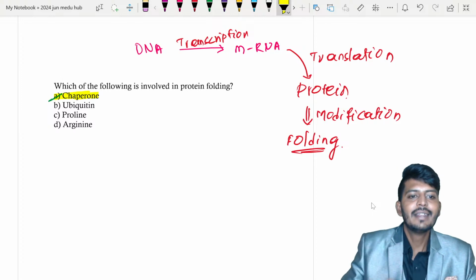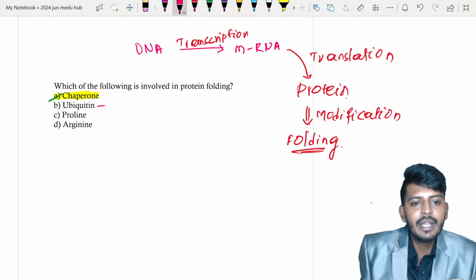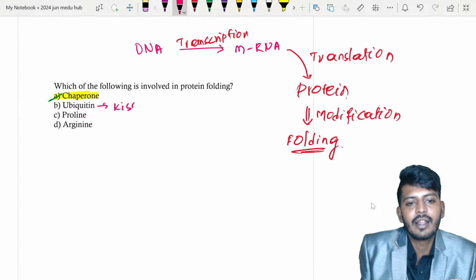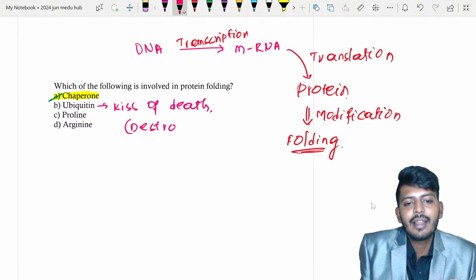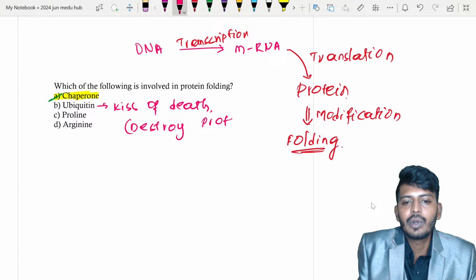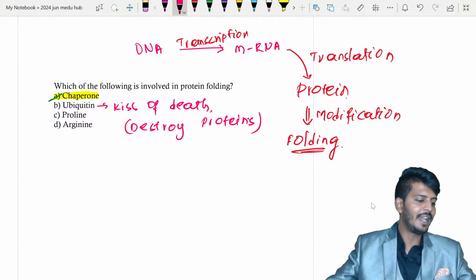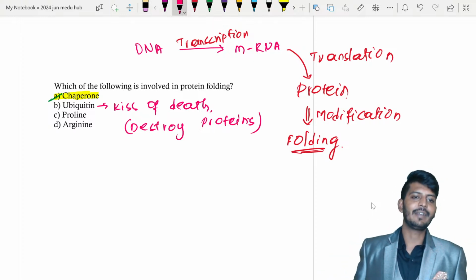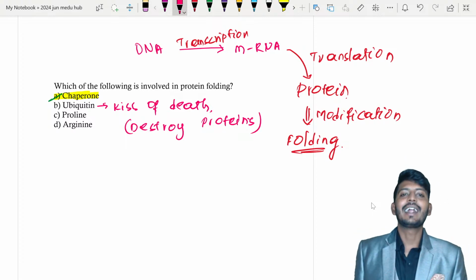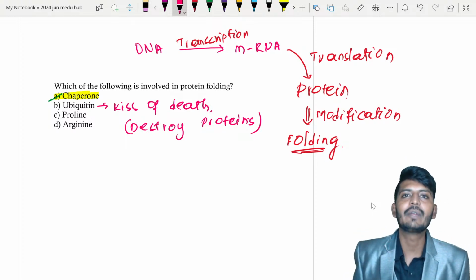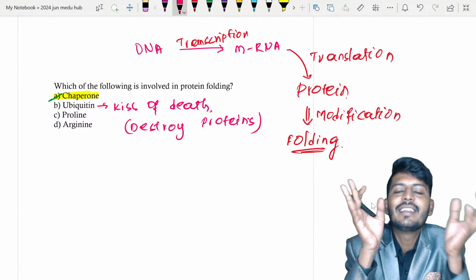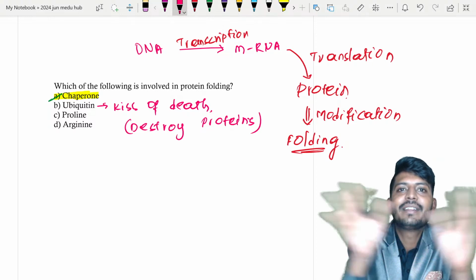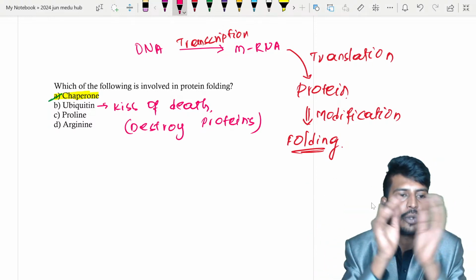Sir, what is ubiquitin? Ubiquitin does something called the kiss of death. What do I mean by the kiss of death? Basically, it will destroy the proteins. We call it the kiss of death. Destruction of proteins is done by ubiquitin. If ubiquitin goes and kisses a protein, that is the end of the story for that protein. The protein is going to get destroyed.